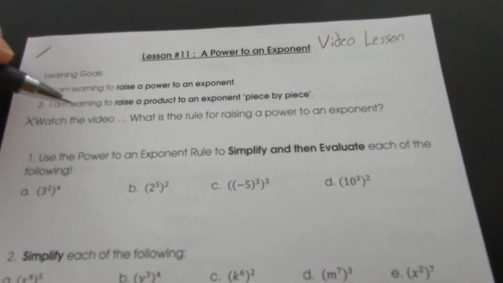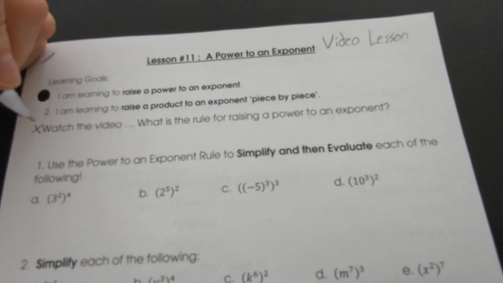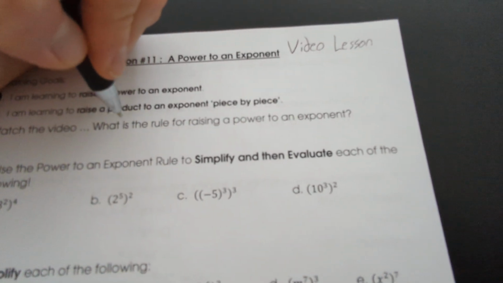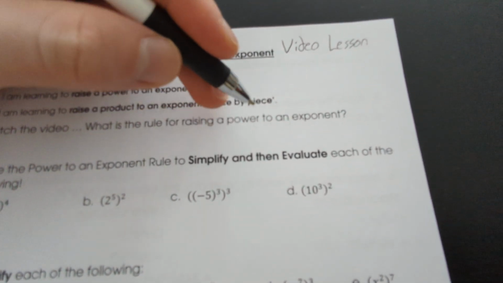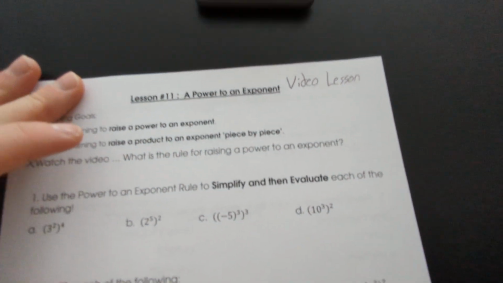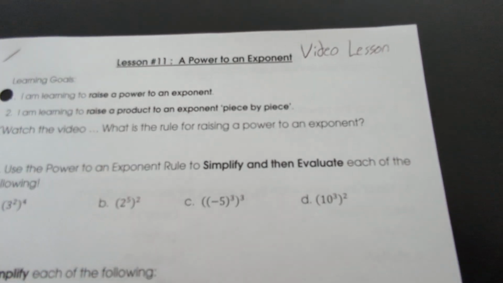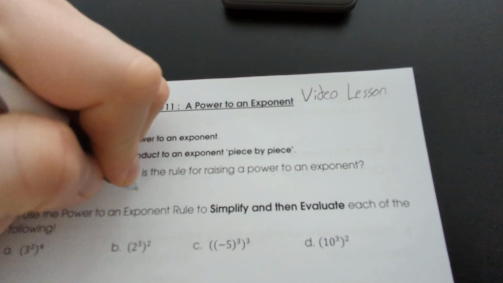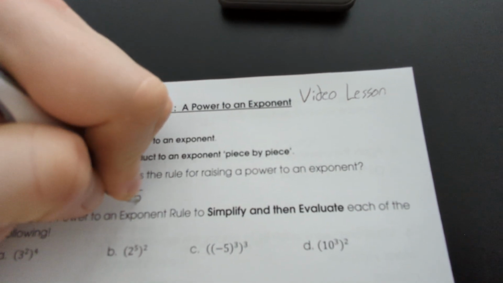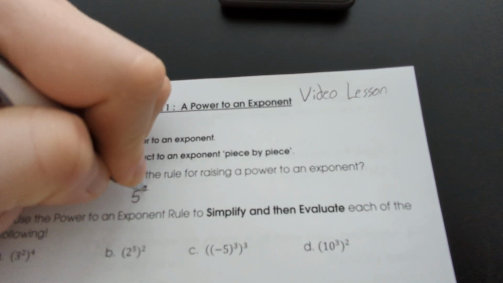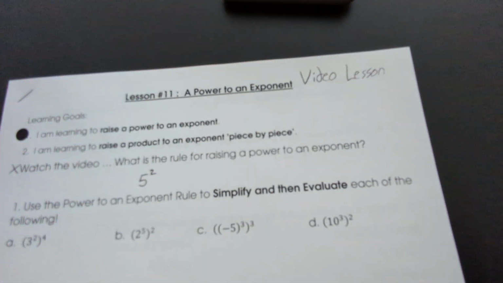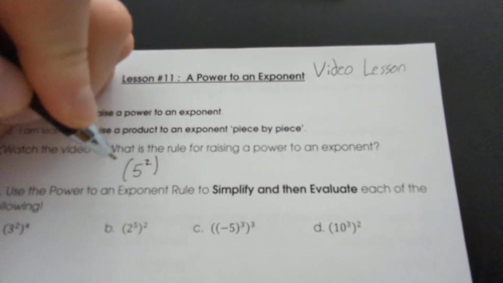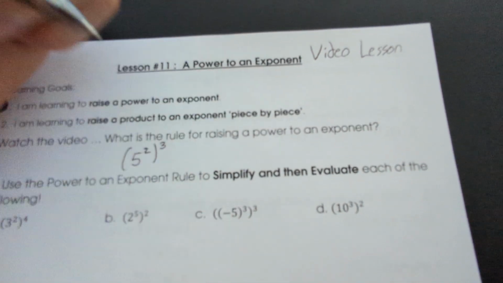It says watch the video. Because I'm filming this lesson, we're not going to watch the video. But it says, what is the rule for raising a power to an exponent? Okay. So remember, a power is something like 5 squared. This whole thing is a power. And if we raise this whole thing to an exponent, let's say the exponent's 3.